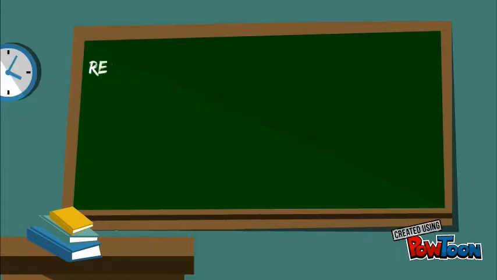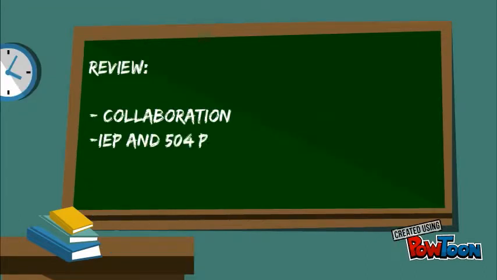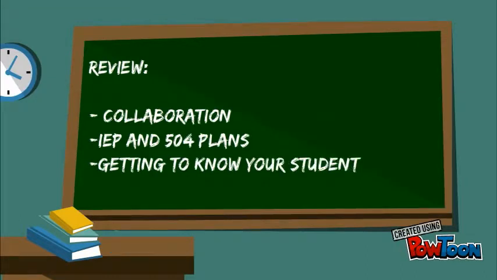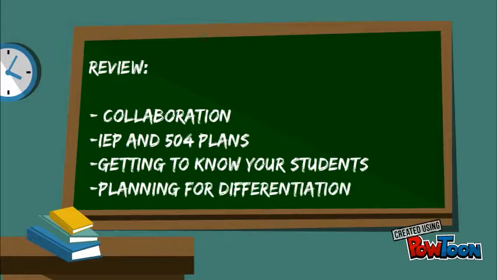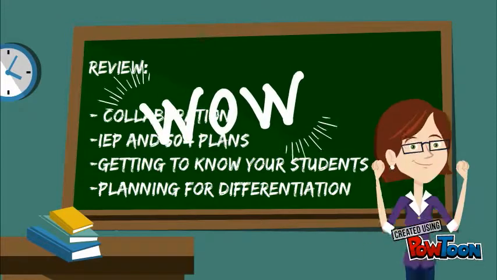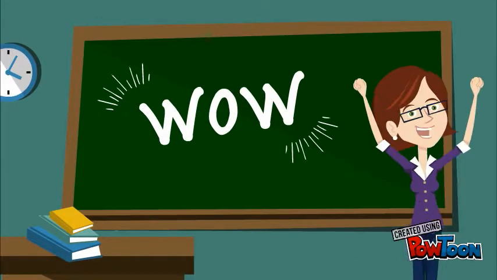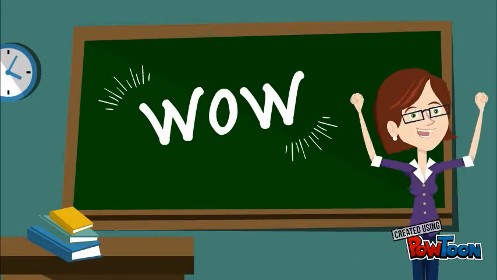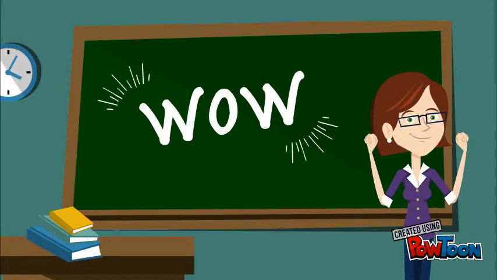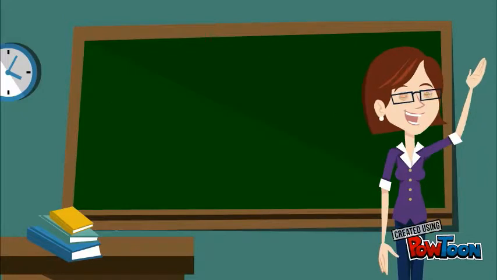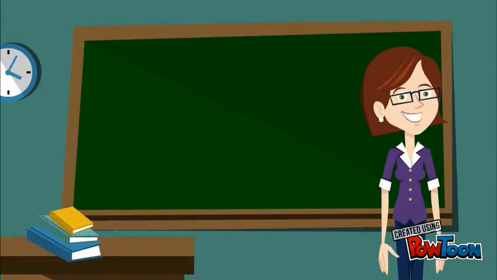To review, the 4 key components to inclusion are collaboration, IEPs and 504 plans, getting to know your students, and planning for differentiation. As you can see, many of the tactics and strategies used to create an inclusive classroom can help the students in your classroom who have a disability and can also help the general education students. Creating an inclusive classroom benefits every one of your students, so why not try it?